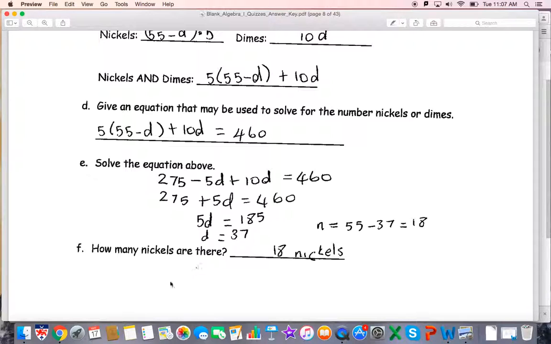Now, how do we figure out how many nickels there are, though? Well, if there are 37 dimes and all the rest are nickels, there were 55 coins in all, all we have to do is take that 55 total and subtract the number of dimes, and we get the number of nickels, which is 18.